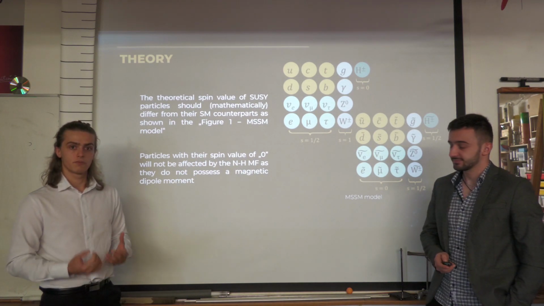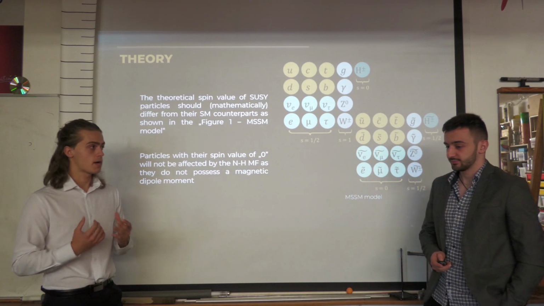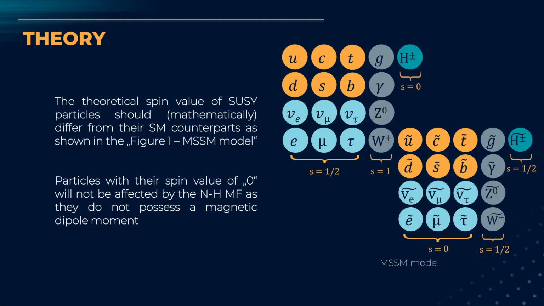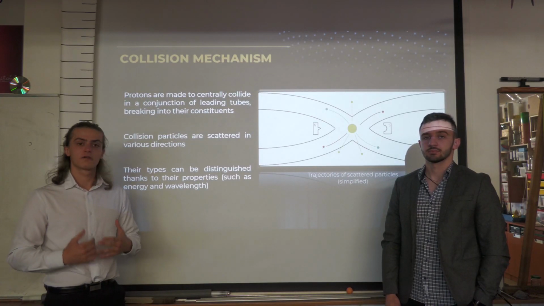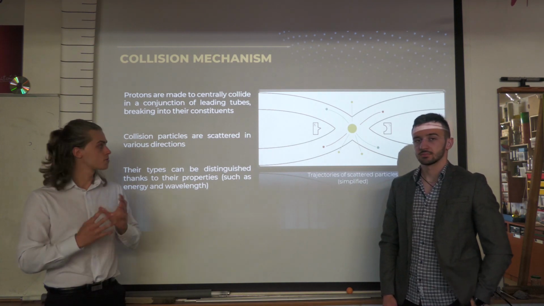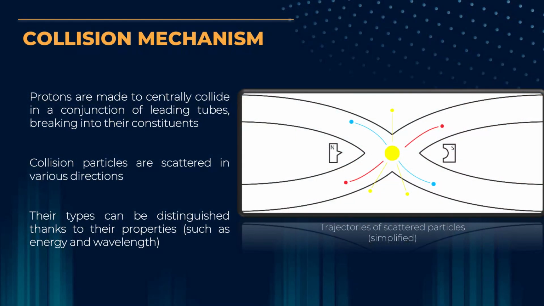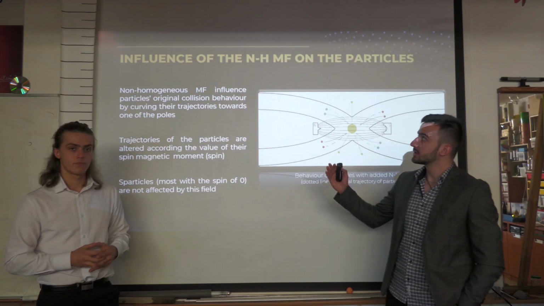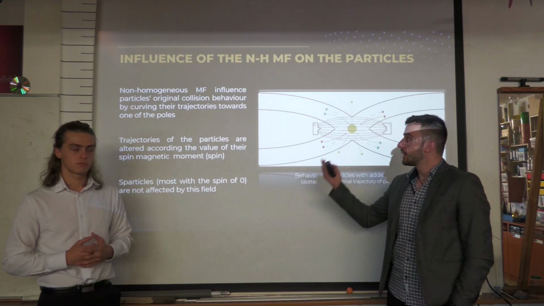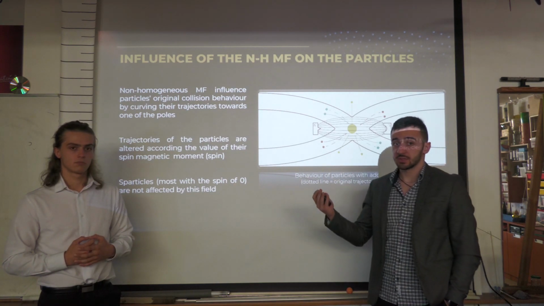The particles which wouldn't be affected by the magnetic field would be the supersymmetric partners to fermions, or sfermions, which would have a spin value of 0. The collision at the Large Hadron Collider is based on the fact that protons are made to centrally collide and their constituent particles are scattered. These particles also have their distinguishing features such as wavelength and energy, by which we can differ them. And our idea is that by the influence of the non-homogeneous magnetic field, we can differentiate the classical fermions and classical particles from the sought-after supersymmetric particles.